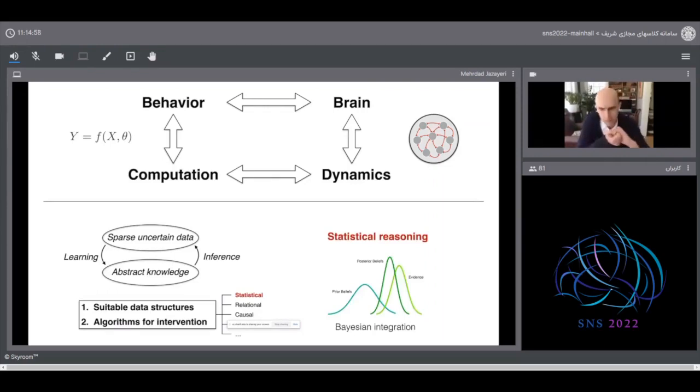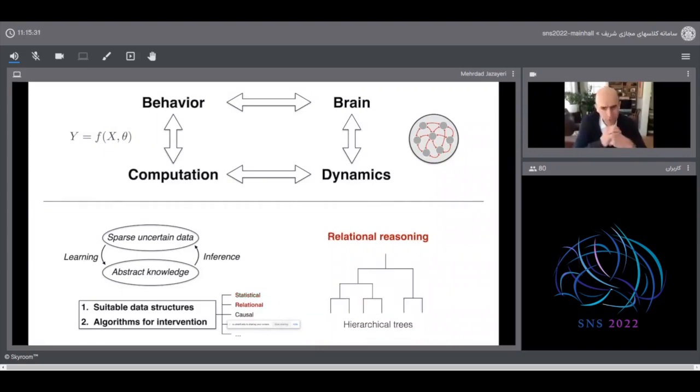For example, for statistical reasoning, we might have probability distributions, prior beliefs, likelihood, evidence in terms of probabilities, and have to combine them. One formalism that people have developed to understand statistical reasoning is Bayesian integration, where you have probabilistic information about the state of the world, based both on your prior beliefs and on the sensory evidence, and you have to combine them. So you need certain data structures and certain algorithms to be able to handle statistical information.